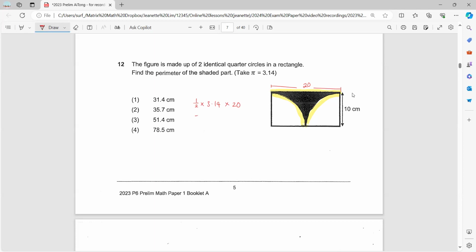which is 31.4, because half times 20 is 10, and 10 times 3.14 is 31.4. Now we need to add them up. So 31.4 will be the arcs, then plus 20. So the answer is 51.4, option 3.